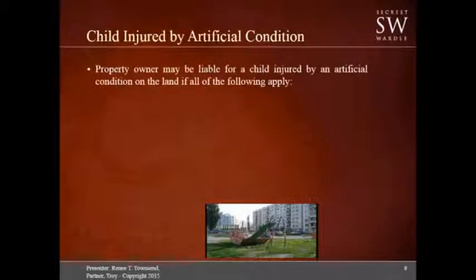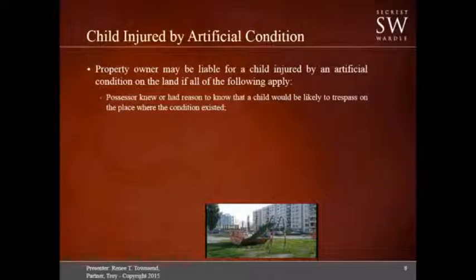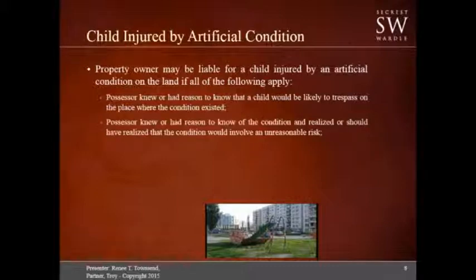Under the Trespass Liability Act, a landowner may be liable for a child injured by an artificial condition on the land if all 5 of the following conditions apply. Number 1, the possessor knew or had reason to know that a child would be likely to trespass on the place where the condition existed. Number 2, the possessor knew or had reason to know of the condition and realized or should have realized that the condition would involve an unreasonable risk.